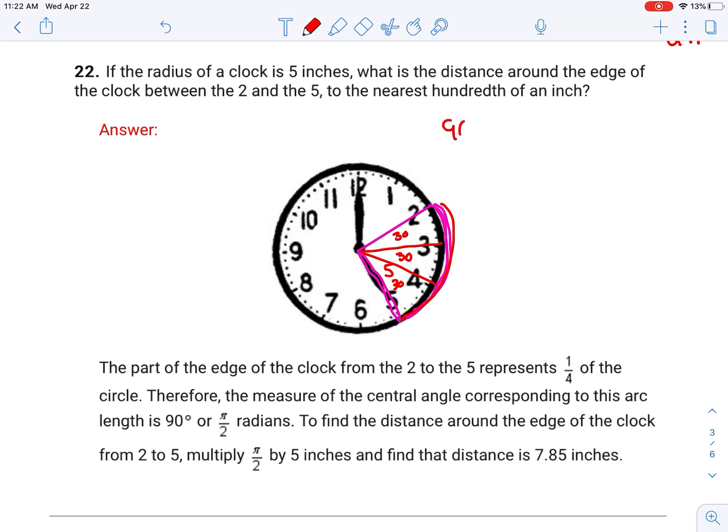So I could do 90 over 360, because that's 90 degrees, times 2, times pi, times the radius. And that's going to give me, well, what should we get here? See how it's talking about it right here. That's going to give me 7.85.